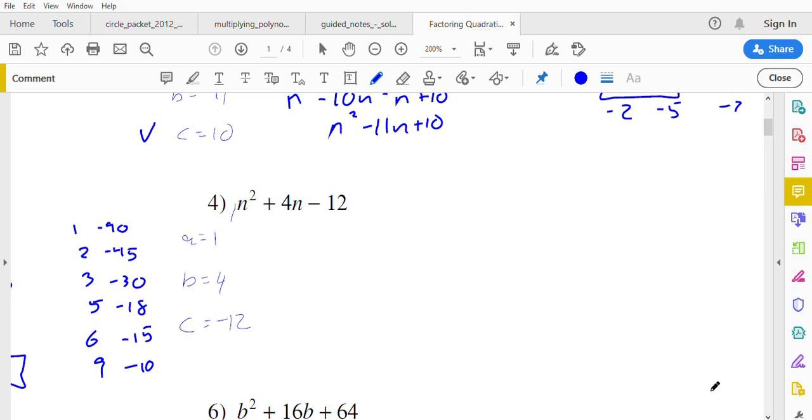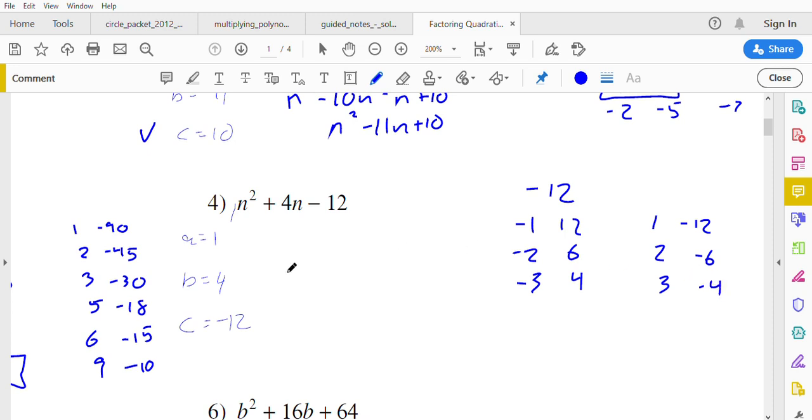Number 4. A is equal to 1, so we can continue. What are we looking for? We're looking for our factors of negative 12 that add up to positive 4. Okay? So what do we got? We have 1, 12, 2, 6, 3, and 4. Again, as these numbers went up, these numbers went down, they kind of met in the middle. So we got negative 1, negative 2, negative 3, and we also have 1 times negative 12, 2 times negative 6, and 3 times negative 4.